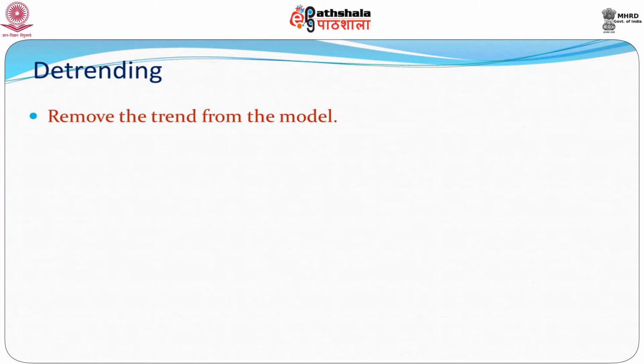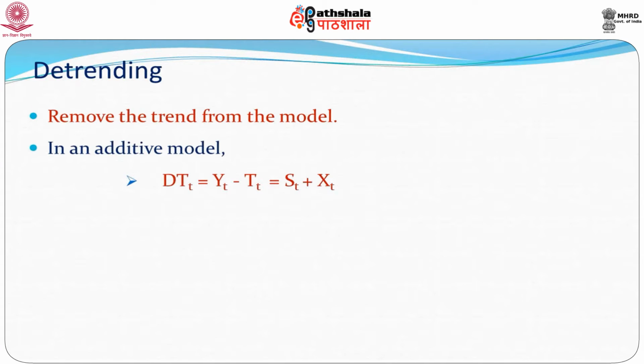Once we have found trend either by the curve fitting method or by the moving average method, we can remove it simply by subtracting it from the original series. So, Yt minus Tt, we will call this dTt, and this is equal to the seasonality plus the xt component. So, what we now have is a detrended series which only has seasonality and the xt part. So, it is a series without trend.